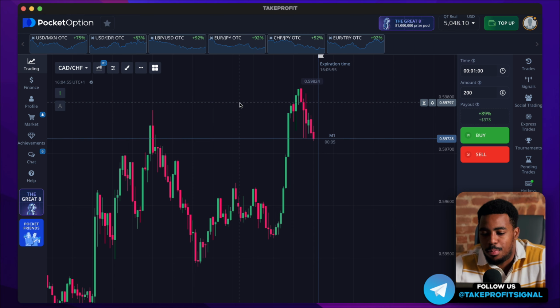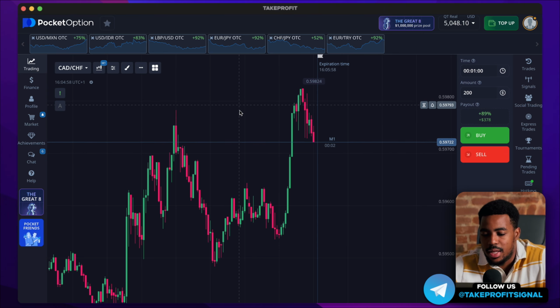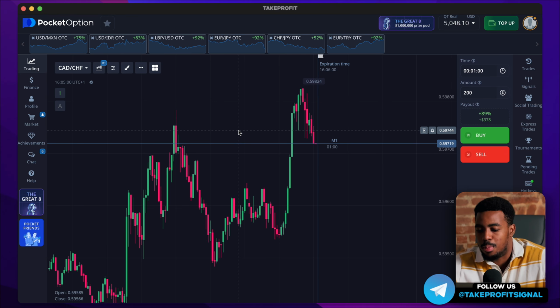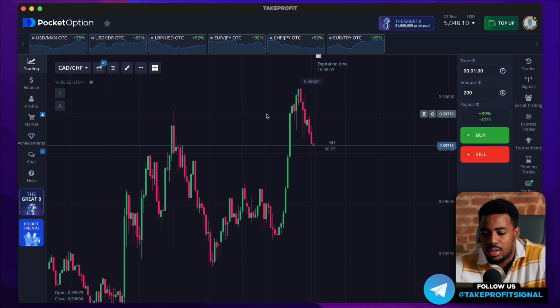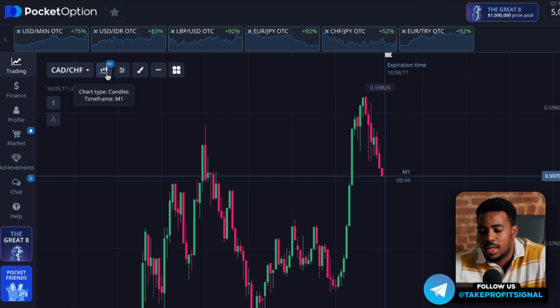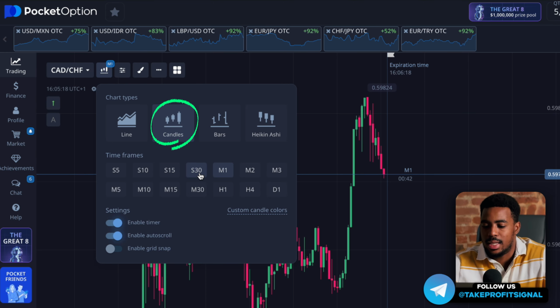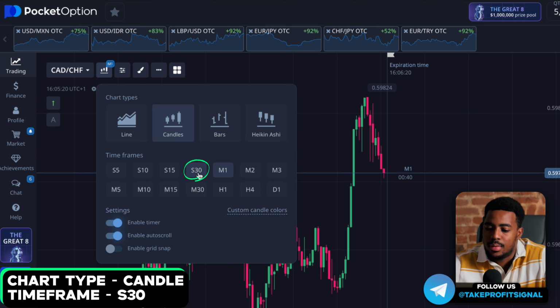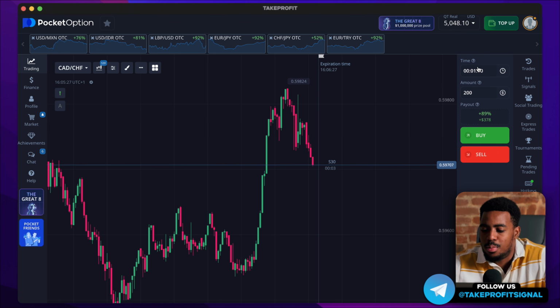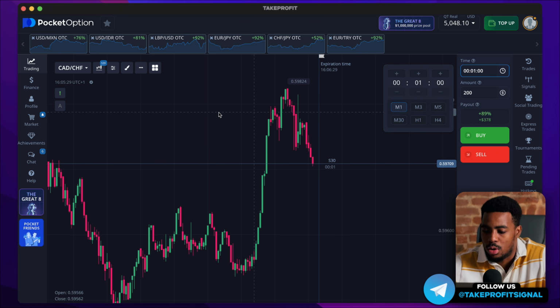Let's get started, and now pay close attention because at the beginning we need to prepare the chart and our platform for trading with the strategy. If you don't do this, there is a high chance you will just lose your money. The first thing we need to do is go to the section, make sure to enable candlestick chart type and set the time frame to S20. This is assuming you want to trade minute-long trades.